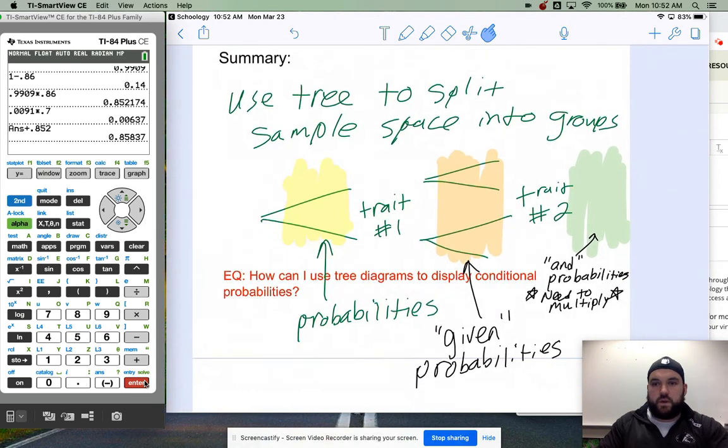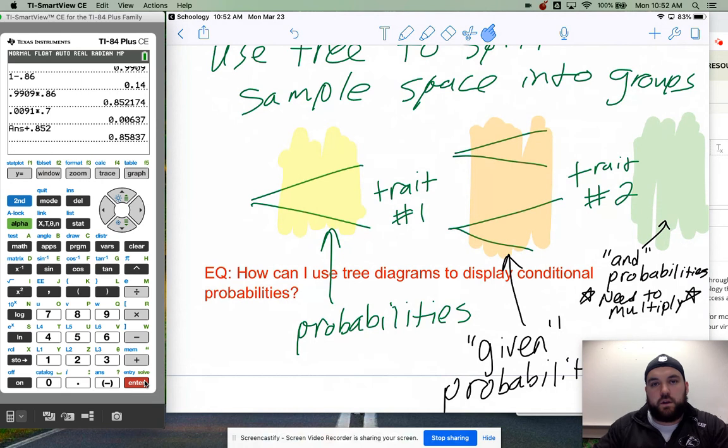Okay, so there's our summary for that lesson. Hopefully it wasn't too lengthy and those trees are kind of starting to make sense a little.